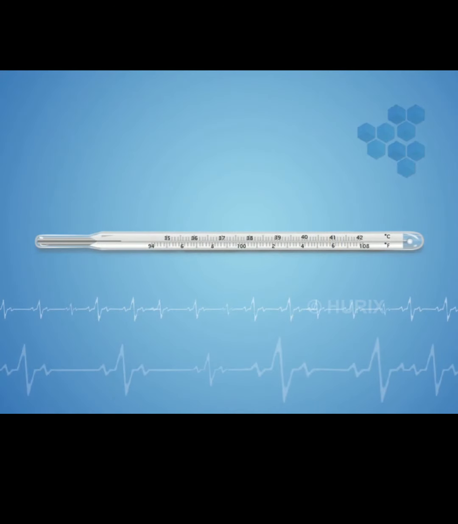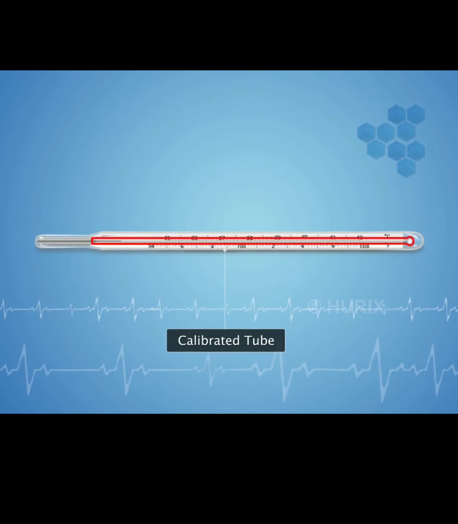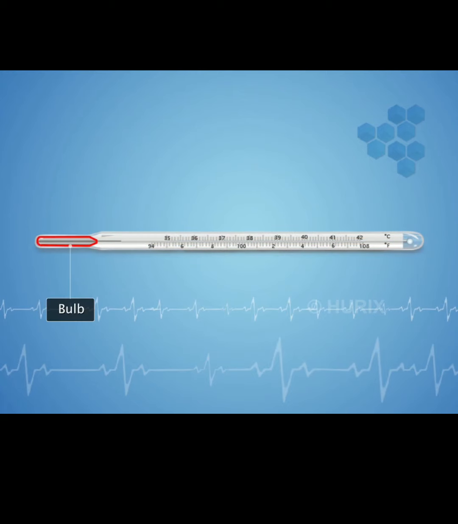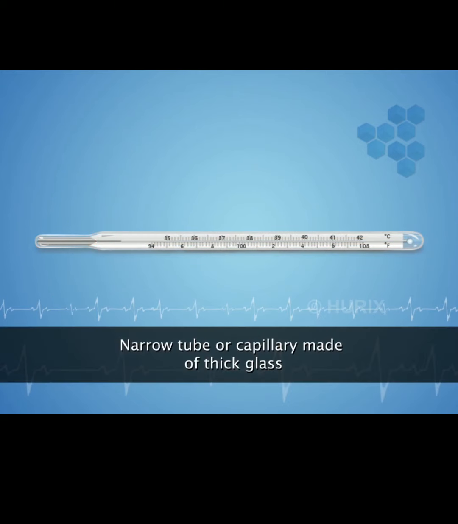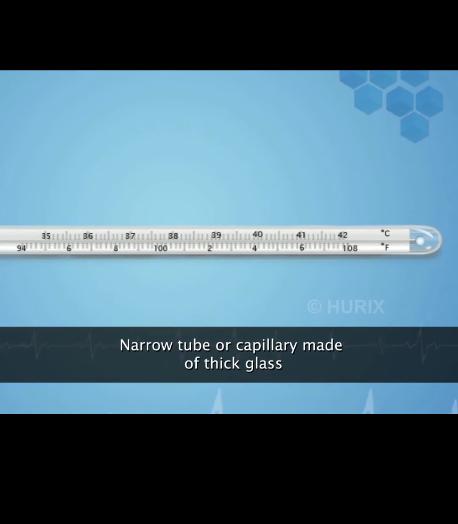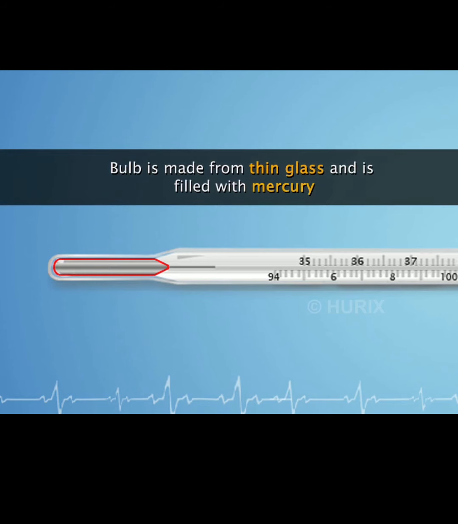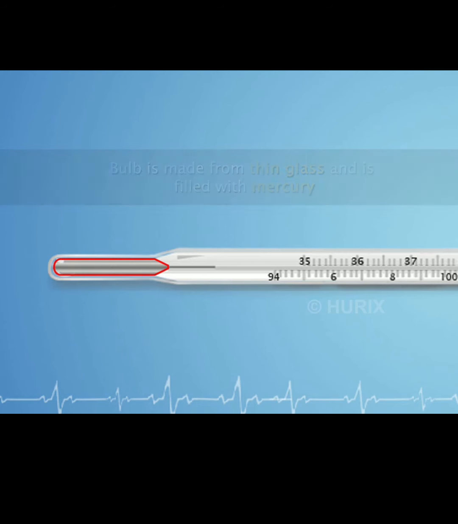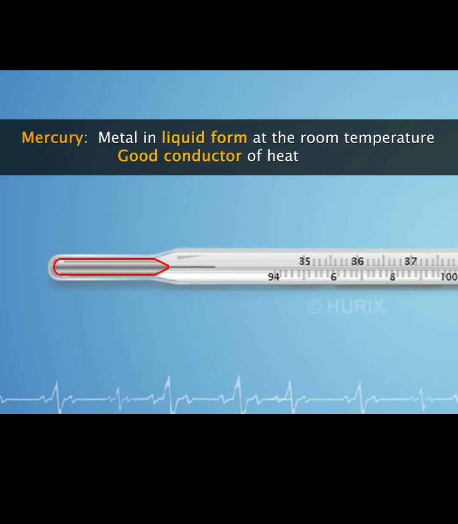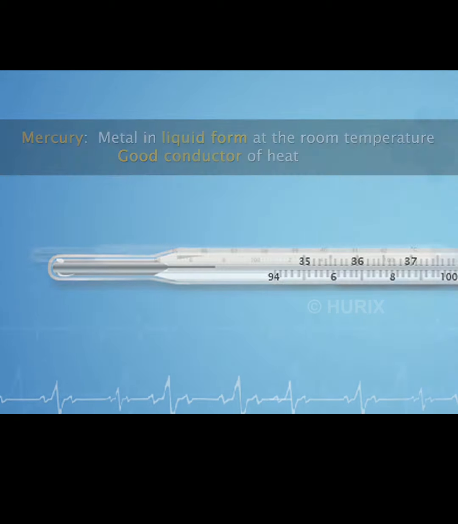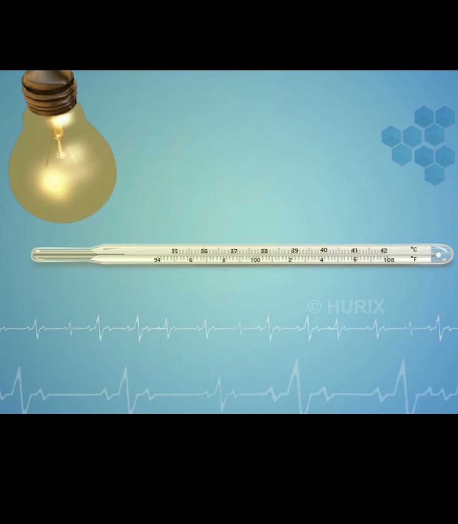A clinical thermometer has two parts, a long tube and a bulb. The tube is made from thick glass and is marked with a scale. The bulb is made from thin glass and is filled with mercury. Mercury is a metal that remains in liquid state at room temperature. Since it is a metal, it is a good conductor of heat. On heating, mercury expands and rises in the capillary tube.